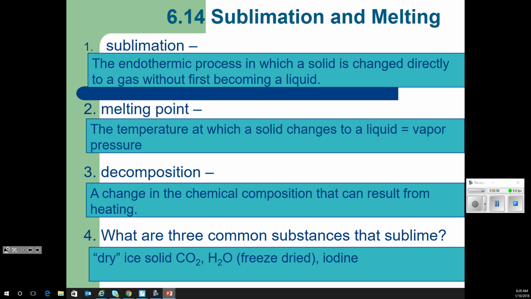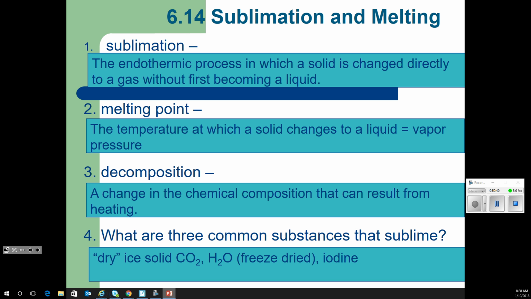Okay, so 3 common substances sublime. Dry ice, which is solid CO2, water, freeze-dried, so if it's in my freezer, and iodine. We okay to go forward? Melting point is the point at which a substance changes from a solid to a liquid. That's it. Okay, we okay to go forward?